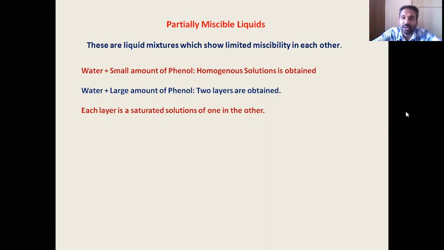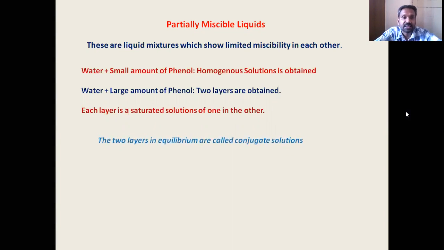Therefore, you take water which is now saturated with phenol. You add a small amount of phenol. That phenol is not going to be miscible in water because the water has already become saturated. Therefore, in partially miscible liquids, although there is immiscibility after increasing the relative amount, the solutions are getting saturated with the other solvent.